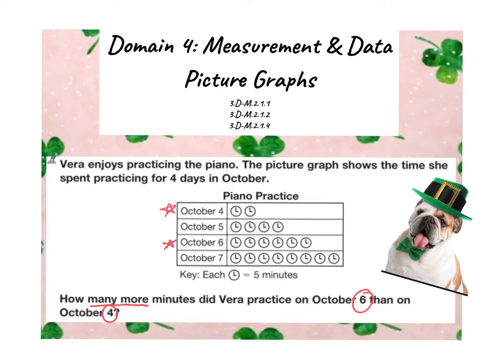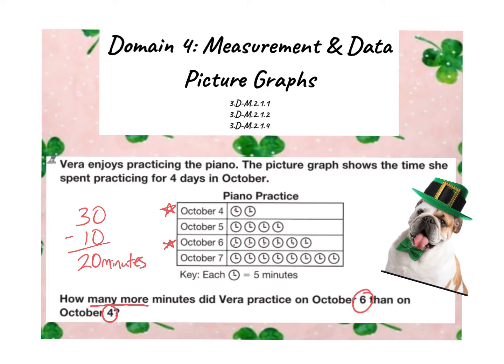So there's a couple different ways you can do it. You can actually think how many minutes she played on October 6th, 5, 10, 15, 20, 25, 30, and subtract that from how many she played on October 4th, 5, 10. And that would leave us with 20 minutes.